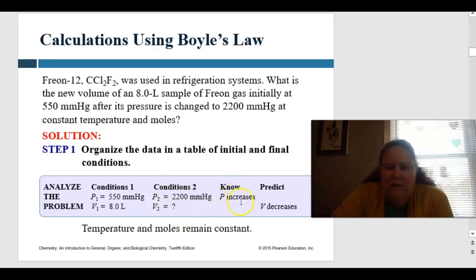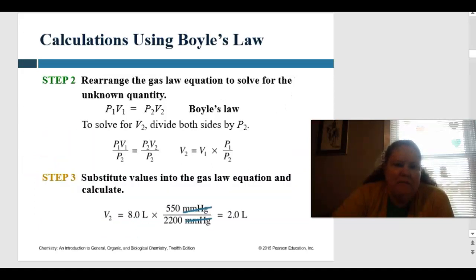The known is that the pressure is going to increase, so we predict that the volume is going to decrease, and again, temperature and moles are going to remain constant. So let's rearrange the gas law equation to solve for the unknown quantity. So again, we have P1V1 equals P2V2, and we're going to take P2 over to the other side so that we can simplify: V2 is equal to V1 times P1 over P2.